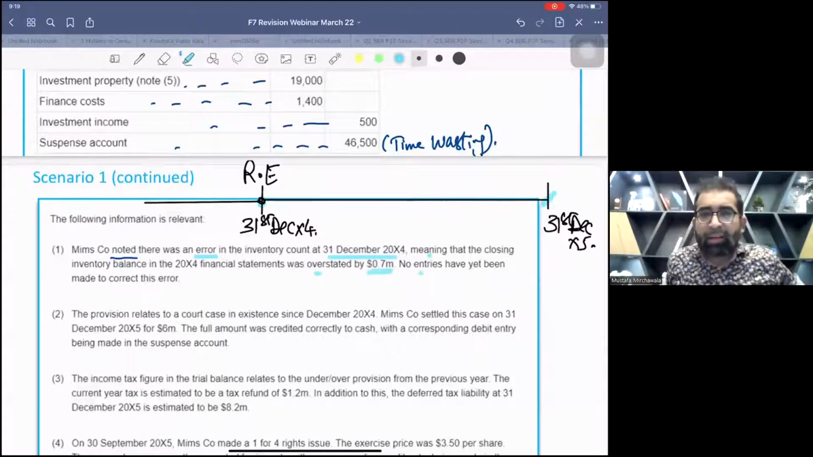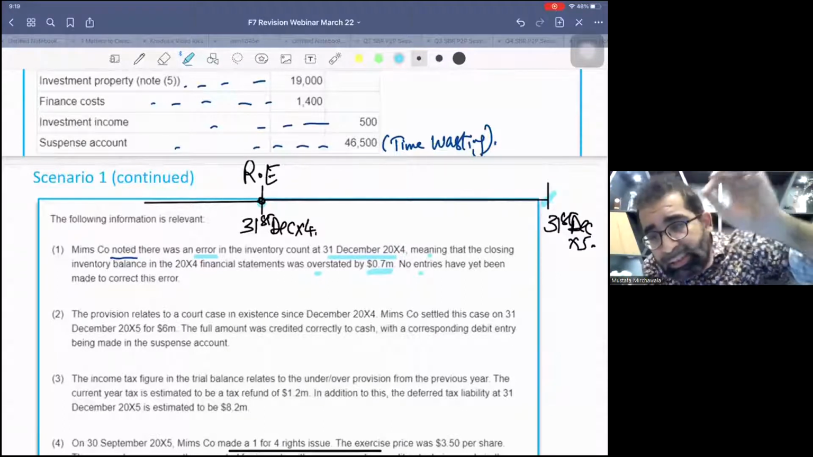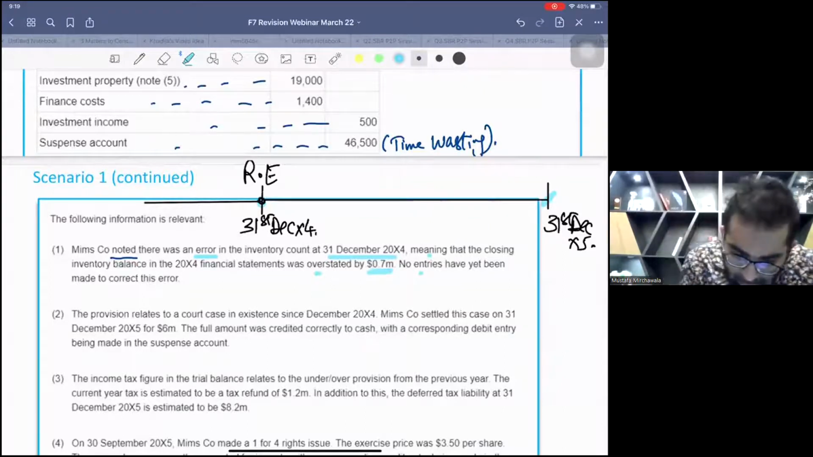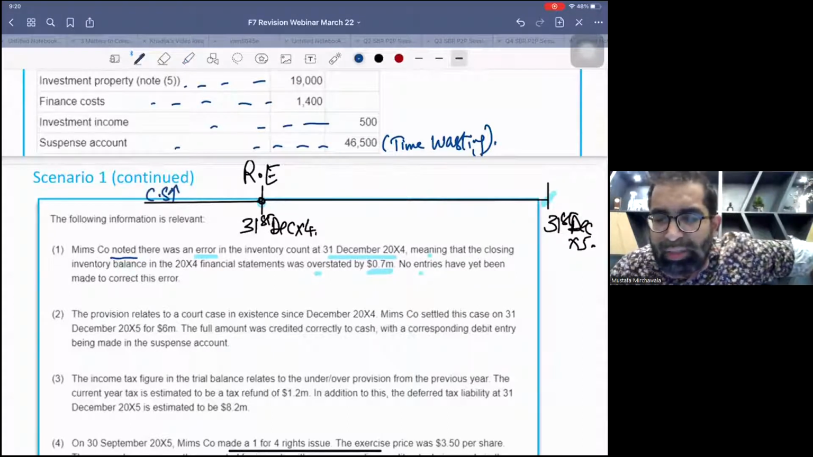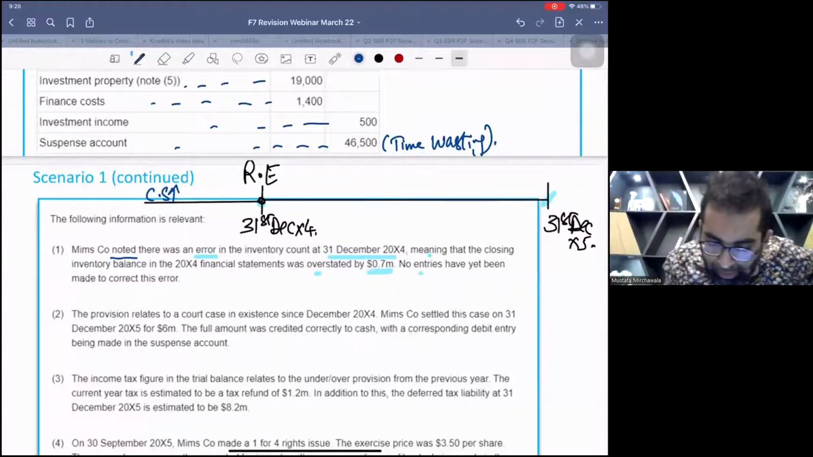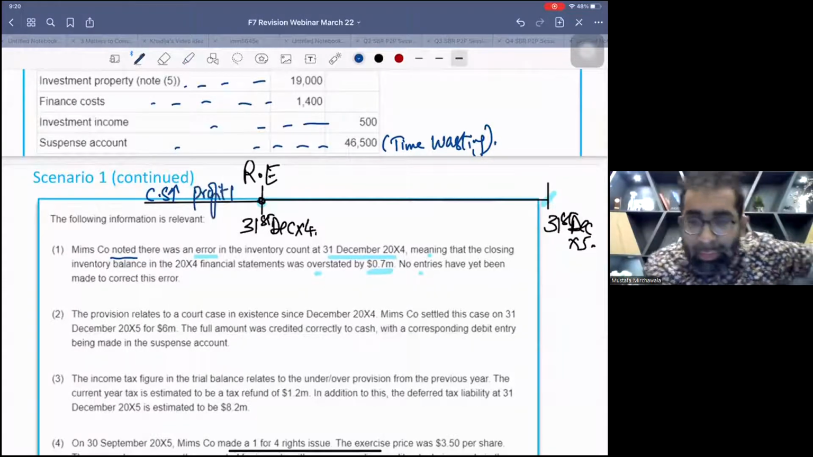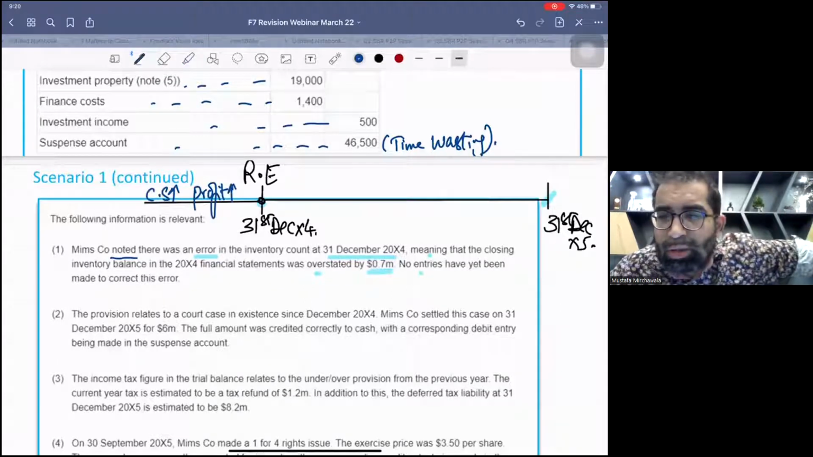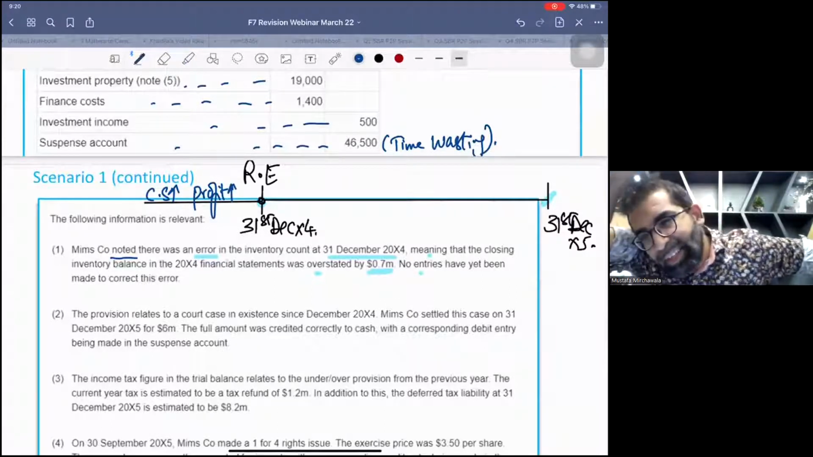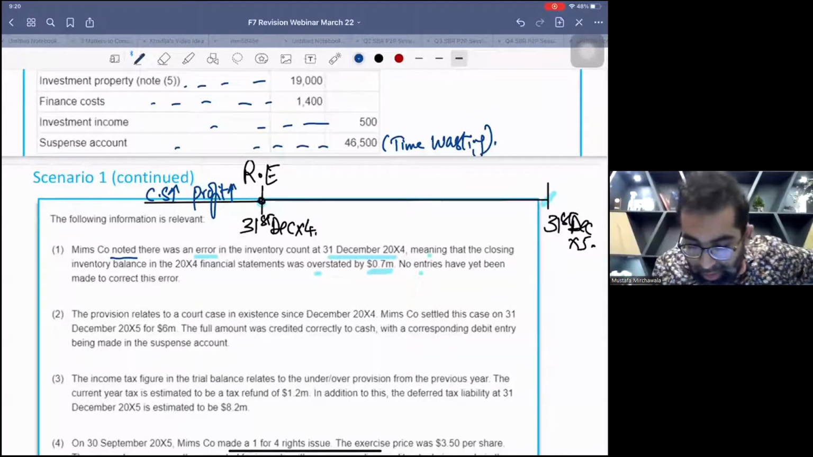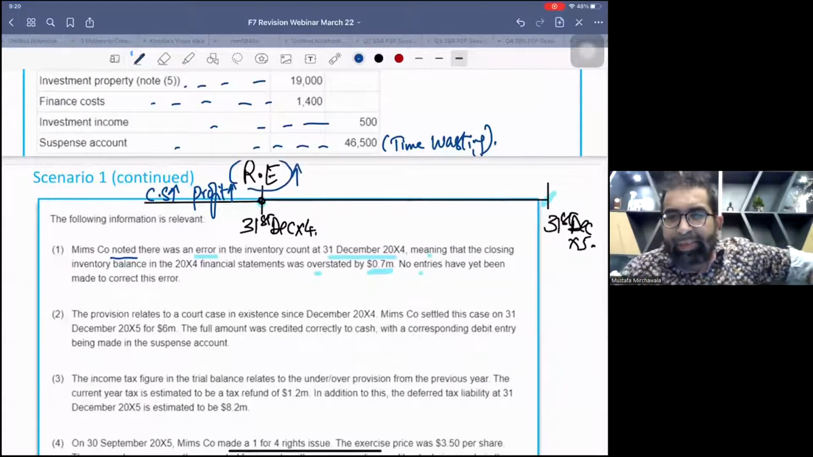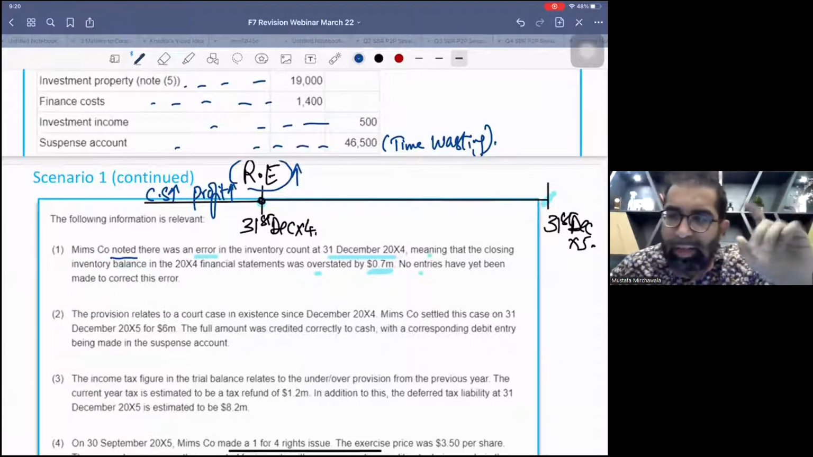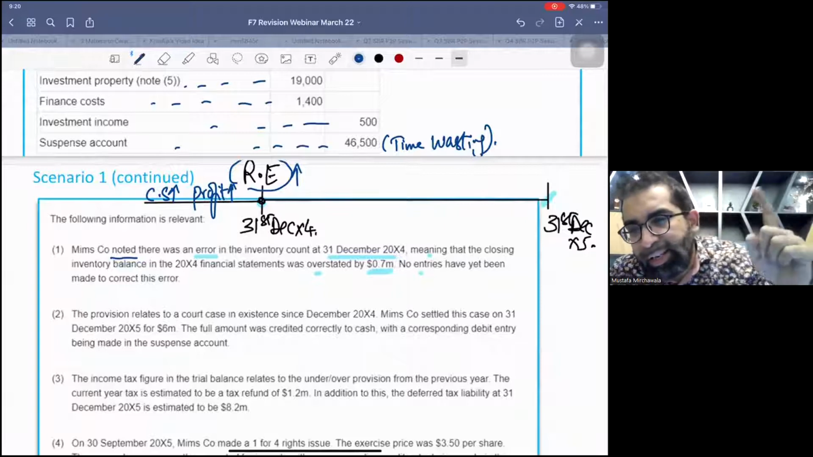Look at here. When last year closing stock was increased, there is always a direct relationship of closing stock with profit. So that means last year profit also increased. And when last year profit increased, that means this retained earnings also increased.